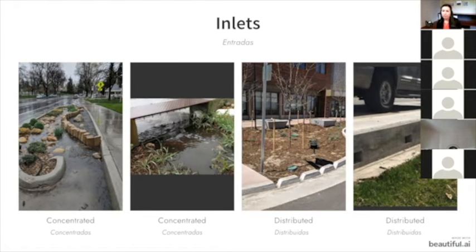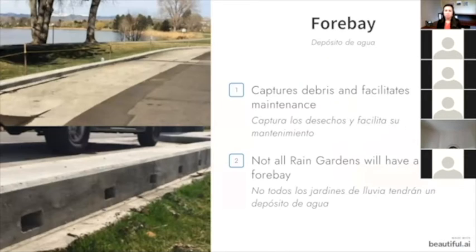And finally, this distributed inlet, I'll show you another picture of this later, but this is a place in Denver where the water is coming in and then flowing across that rain garden. And it's really mimicking the natural process of water coming in through different points into a depression. So you might see either one as you look at rain gardens in your area.